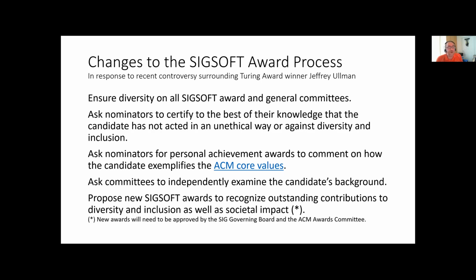And we also ask the selection committees to independently examine the candidate's background to make sure that there are no violations. Separately from this, we are also going to propose new SigSoft awards that specifically recognize outstanding contributions to diversity and inclusion activities and also to societal impact.